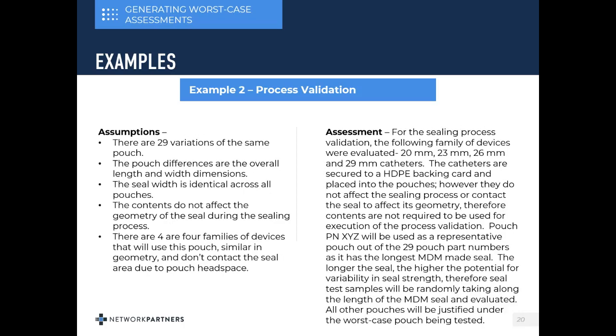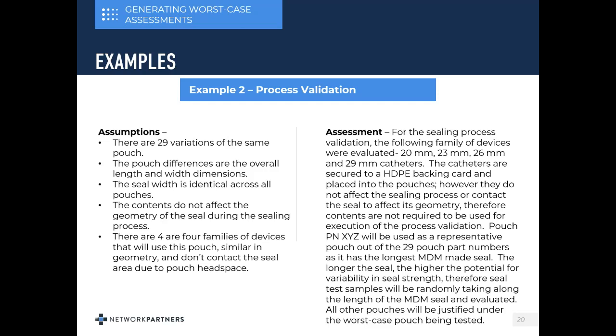And then example 2 for process validation. So some assumptions for this. There are 29 variations of the same pouch, meaning materials all the same, but the length and the width dimensions are different. The seal width is identical. Let's just call it 3/8 of an inch seal width across the board. The contents do not affect the geometry of the seal during the process. And there are 4 families of devices that will use this pouch, similar in geometry, that don't contact the seal area due to pouch head space.